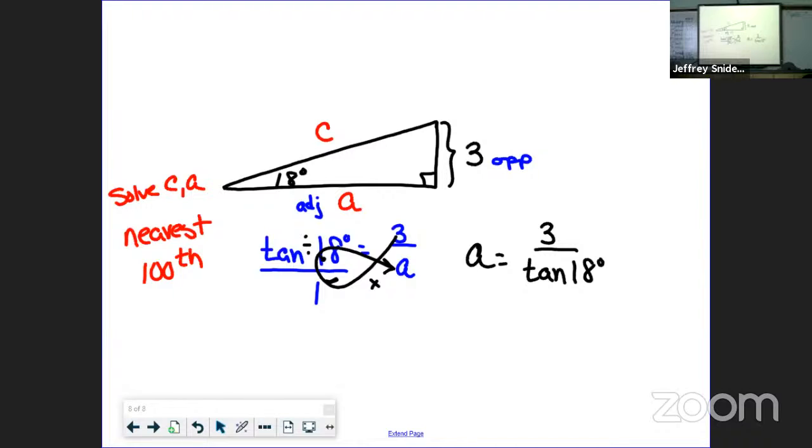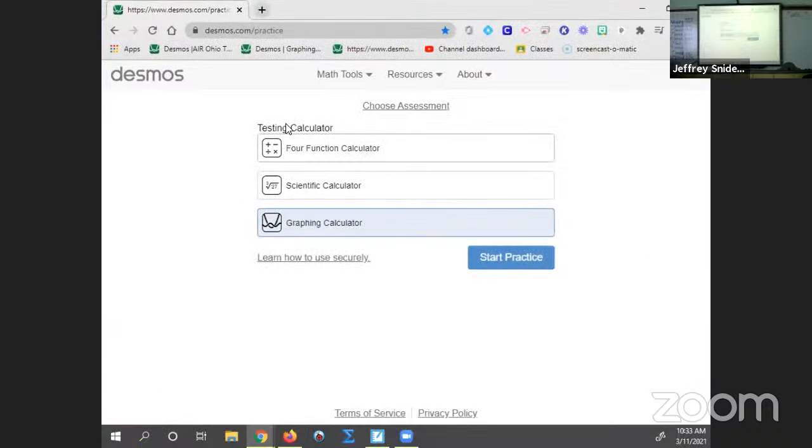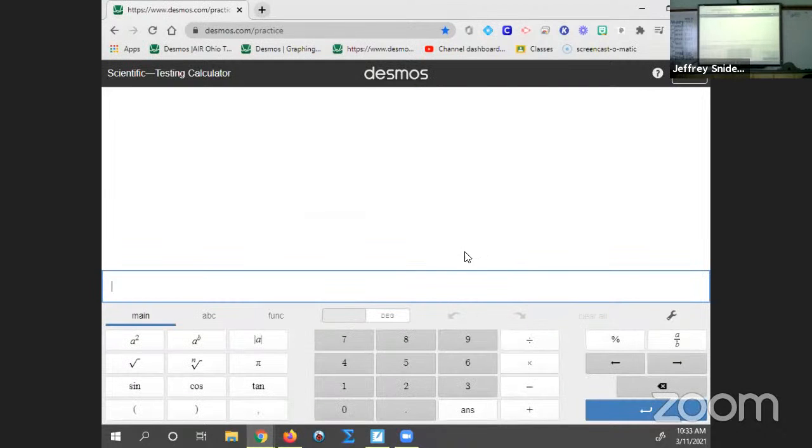You have a choice, okay? So you could use the graphing one. You could also use just a scientific calculator if you wanted to. You don't have to use the graphing one. You could use this because it's got sine, cosine, tangent right down here at the bottom. That is up to you, okay?